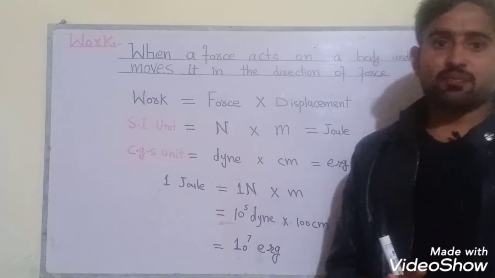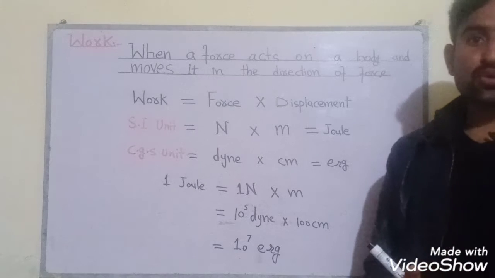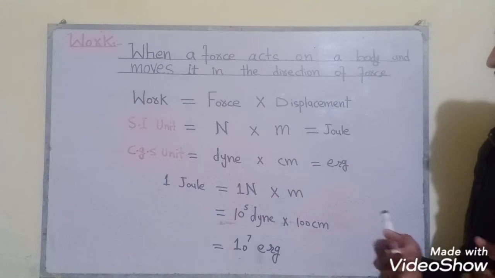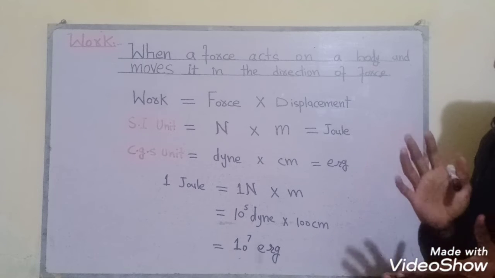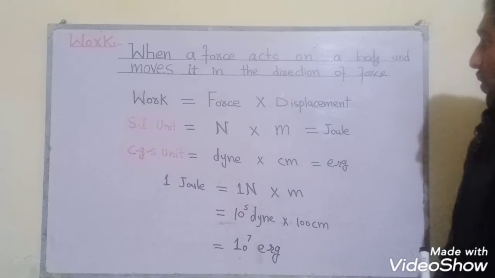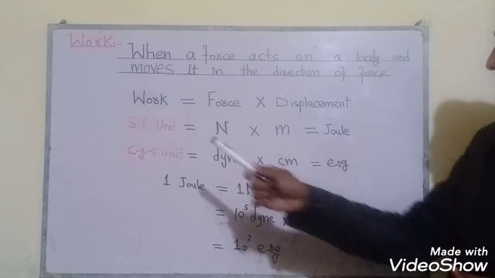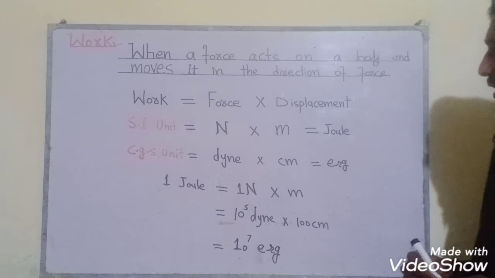In our daily life, while you are watching television, reading your books or stories, or using your mobile phone, you say a lot of work is done, but according to physics there is zero work done. According to physics, work is only done when a force acts on a body and moves it in the direction of force. Work is equal to force multiplied by displacement.